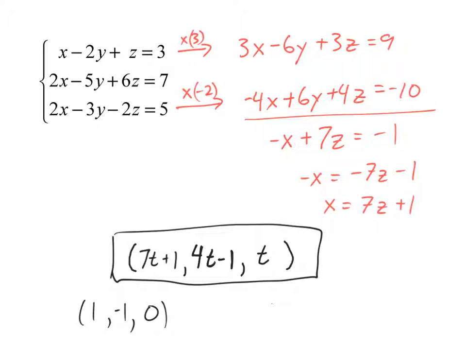Then let's say I want to find another solution. Well, another solution could be, if I choose t to be 1, and then I plug it into the other one, 7 times 1 plus 1 is 8. 4 times 1 minus 1 is 3. So another solution would be 8, 3, 1. And I could just keep going and going, and I can find an infinite amount of solutions by picking a t and then plugging that t into these two, and you can get all three numbers that will all work for this solution. So there are many solutions to this system.